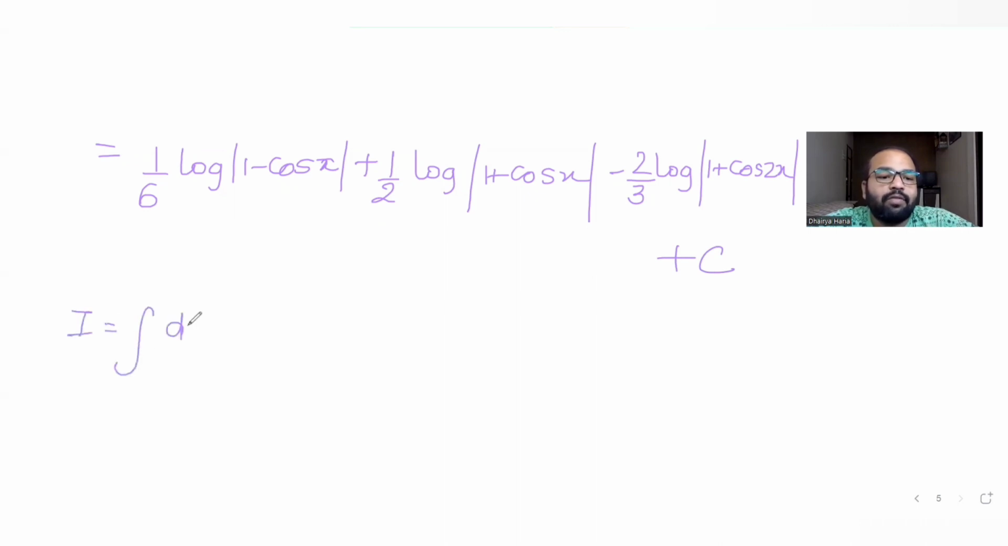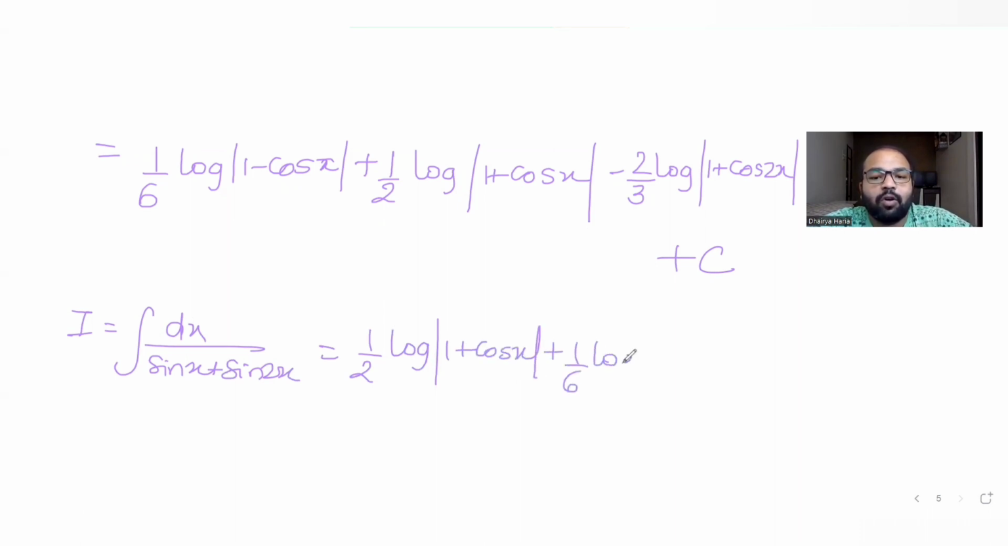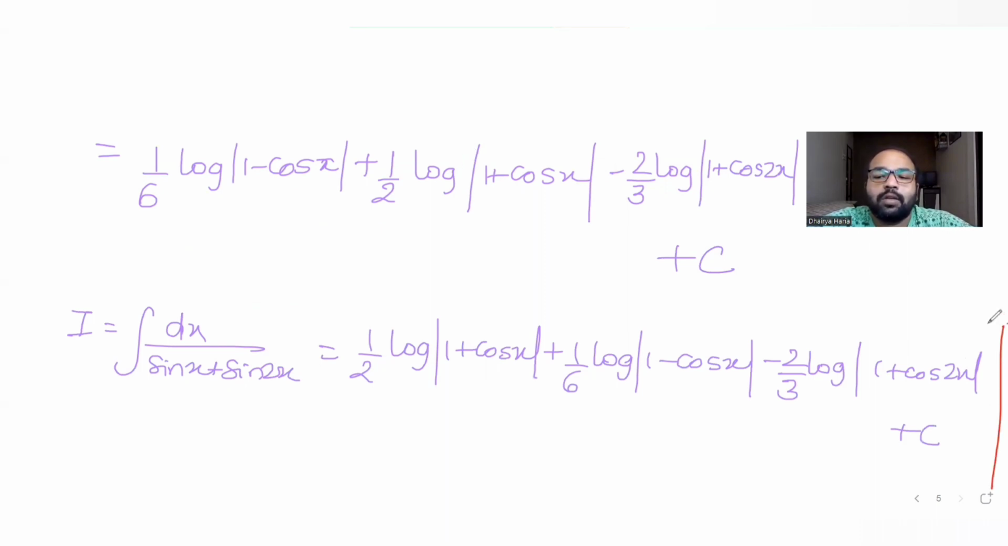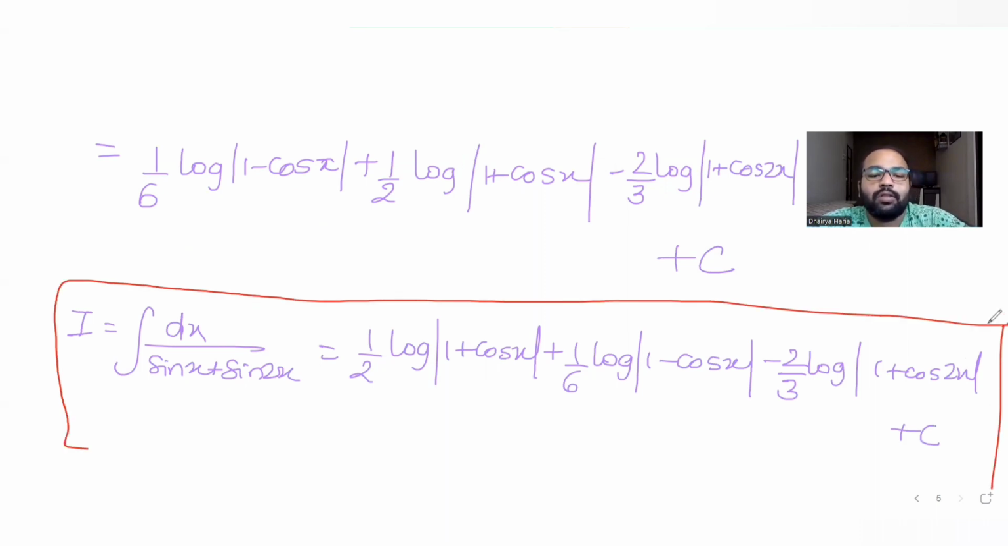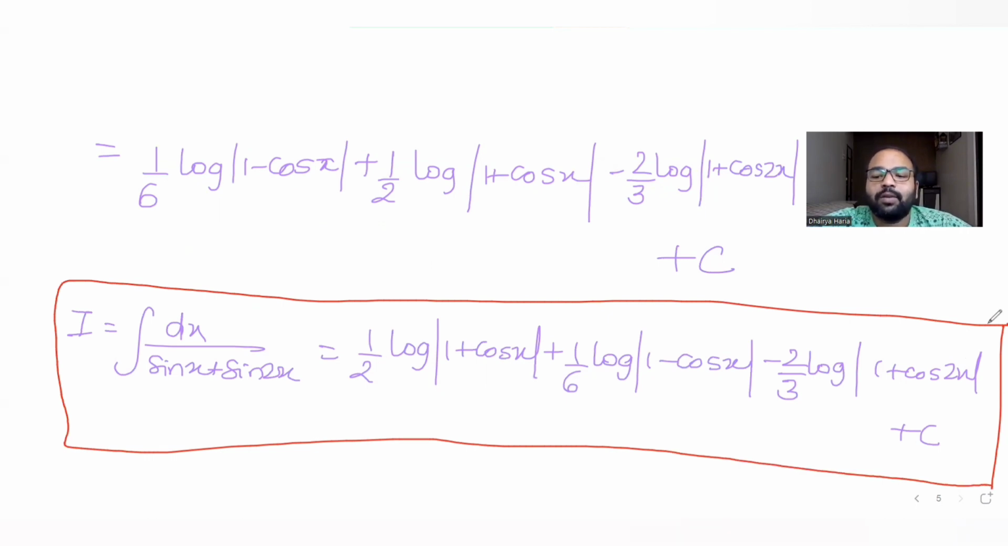So this is our entire answer for the question which is asked to us, that was I equal to integral of dx upon sin x plus sin 2x, and the answer we got here was 1 by 2 log of mod of 1 plus cos x, plus 1 by 6 log of mod of 1 minus cos x, and minus 2 by 3 log of mod of 1 plus cos 2x, plus c. Right? So this is how you solve this. I'll revise it once again for you.